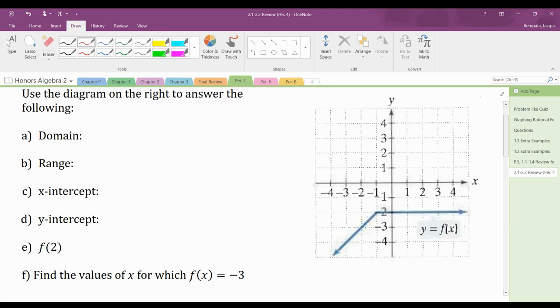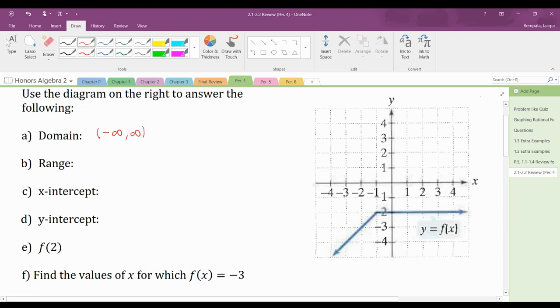We want to state the domain. So remember, domain deals with your x values. If I'm looking at the graph, I read it from left to right. I see on the left, I have an arrow. I see on the right, I have an arrow. So that tells me that I'm going to keep going to the left and keep going to the right. So as far as my values for x, my domain goes from negative infinity to positive infinity.